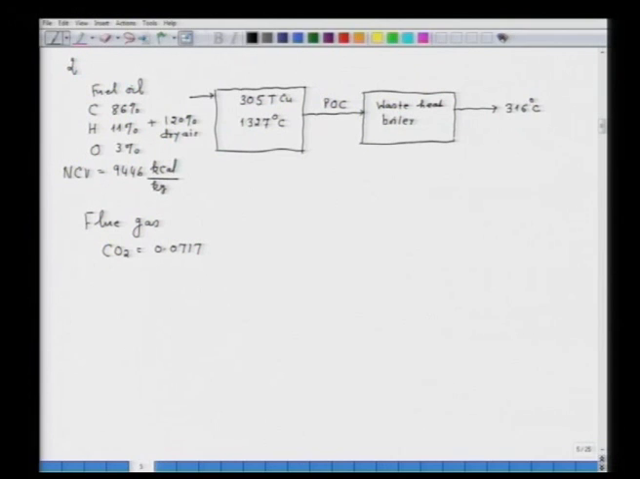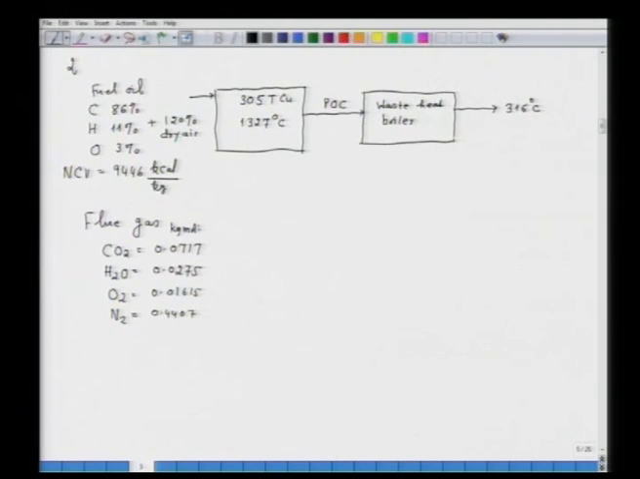CO2 is 0.0717, H2O 0.0275, O2 0.01615 and nitrogen is 0.4407, that is the flue gas in kg mole.